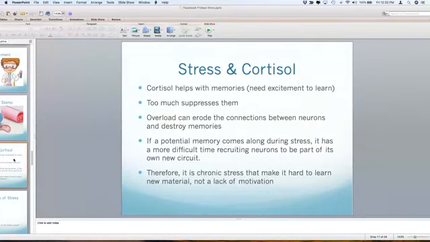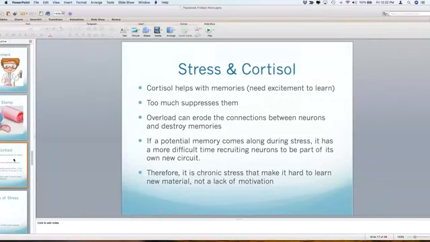So stress and cortisol. Cortisol helps with memories. When you're under stress, it releases cortisol from your adrenals. We need cortisol to help with memory. We need the excitement to learn. Some kids nowadays seem to have a little bit more than others.